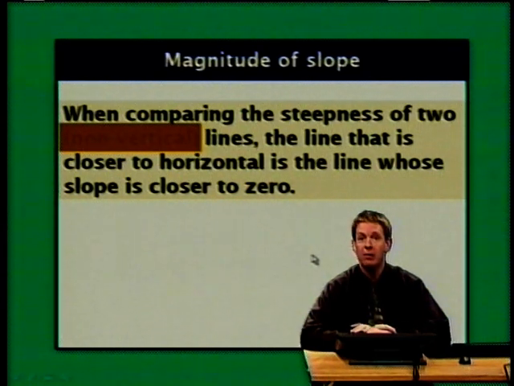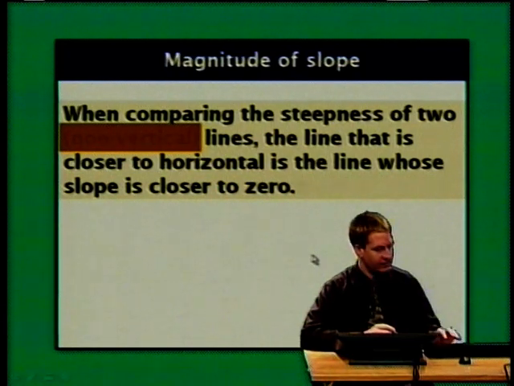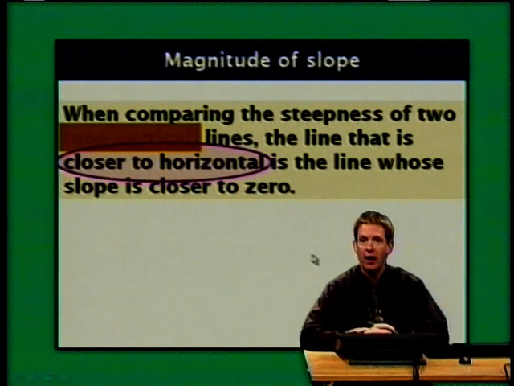One of the things that you might do to make it a little easier to remember is to replace the phrase closer to horizontal with a word or phrase that maybe feels a little more comfortable for you. For example, some people like to say less steep. The line that is less steep is the line whose slope is closer to 0. Some people like to use the word shallower. The line that is shallower is the line whose slope is closer to 0. Use whatever word makes you feel comfortable.